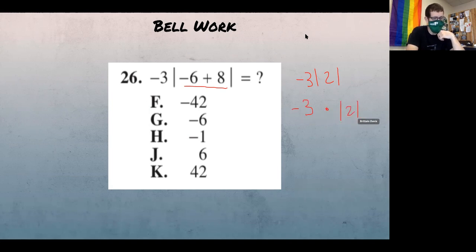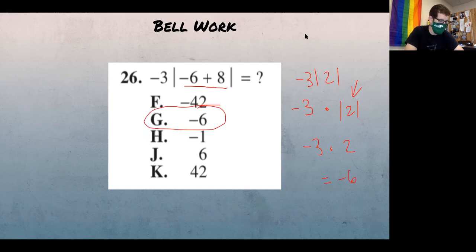And the absolute value of 2 is just 2. Remember, absolute value means if it's negative, you turn it positive. It's the distance away from 0. Okay, so in this case, it's -3 times 2. And this is supposed to confuse you a little bit because some people will make the mistake of turning it into a -2 as a result. But of course, we know better. So this will just multiply to -6. So there's your answer. It was B, or G in this case.